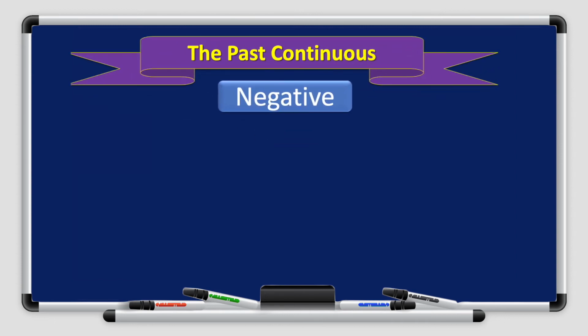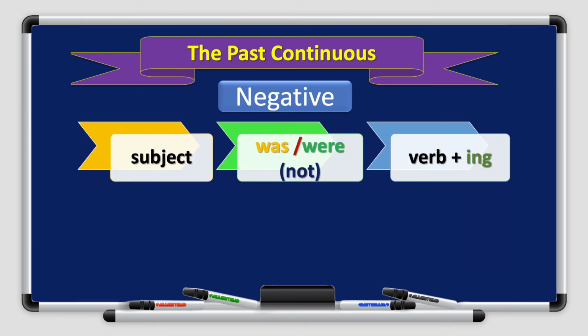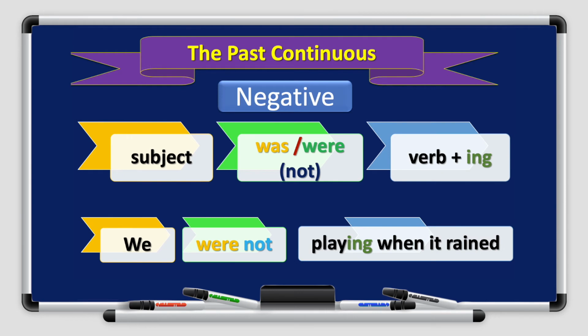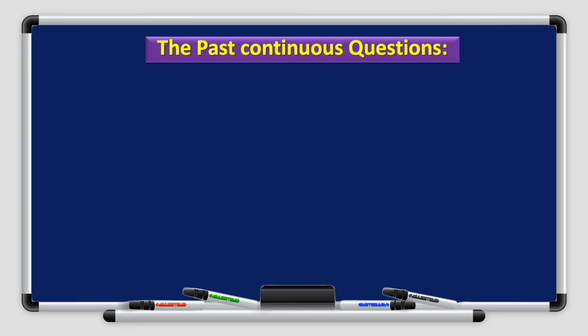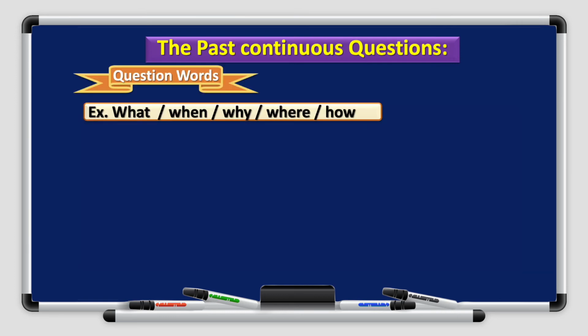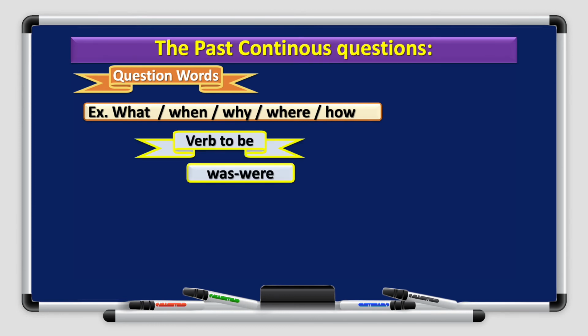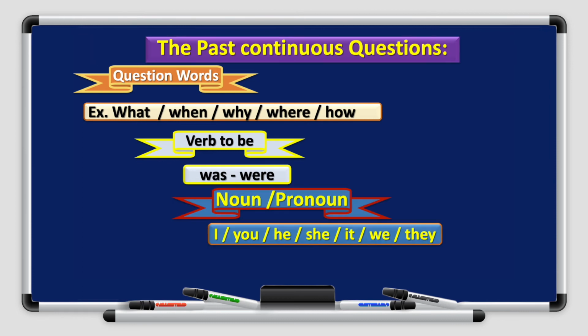Now we come to forming our negative past continuous sentences. How do we do that? Again, the same idea. You add one thing, which is not, with your verb to be. So we have subject, was, were, not, verb ing. For example, we were not playing when it rained. Now we want to form questions with the past continuous. How do we do that? We start with question words, what, when, why, where, and how, followed by verb to be, either was or were, followed by a noun or a pronoun, and finally verb ing.